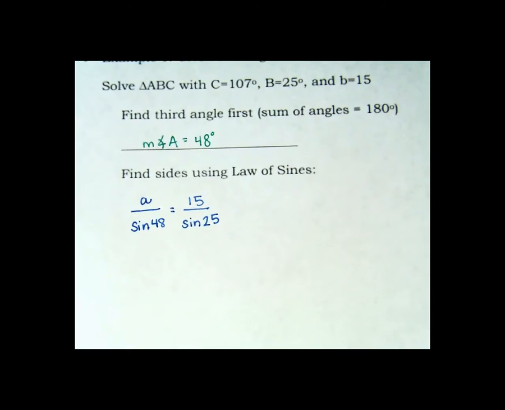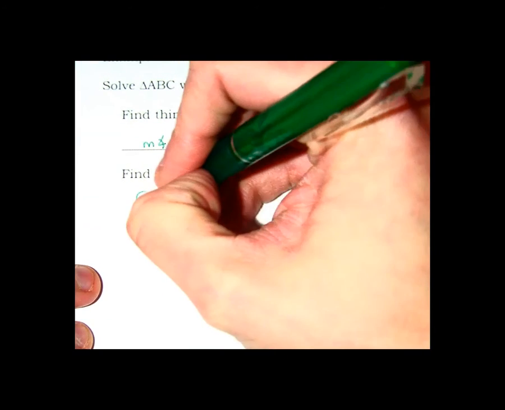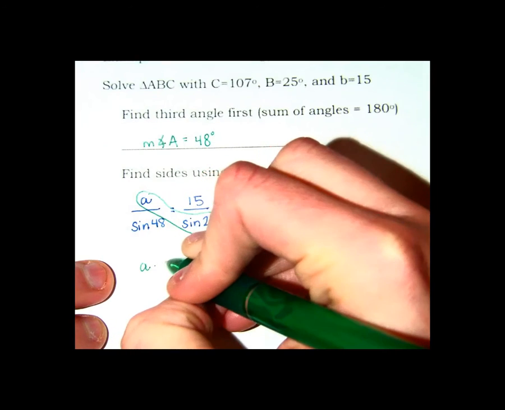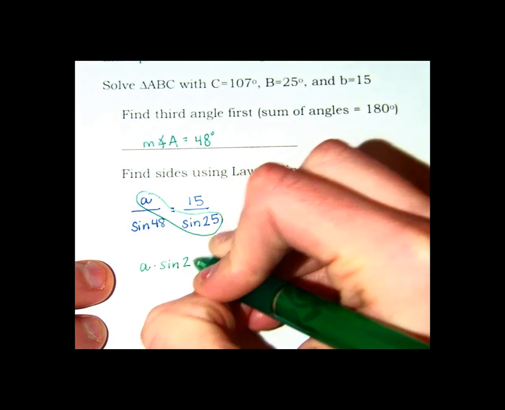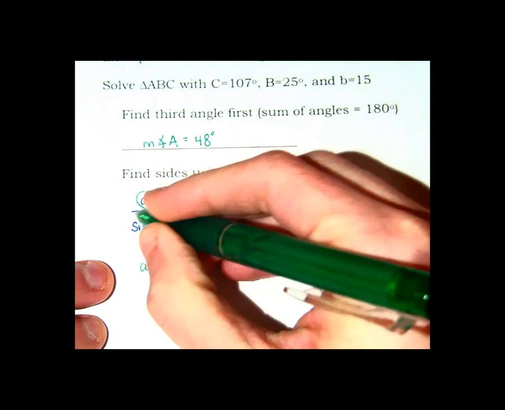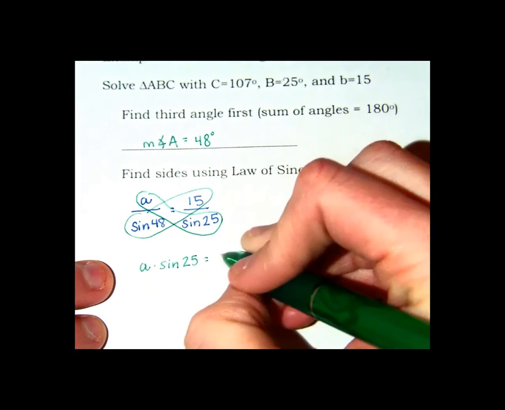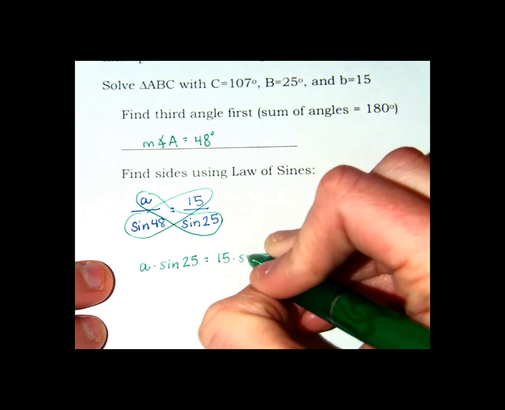I'm then going to cross multiply. I'm not going to round till the very end. I don't think it tells me what to round to. If it does not tell you, I want you to do 4 decimal places, even though you might think that seems like a lot. Do it anyway. Alright, I'm going to cross multiply. So A times sine of 25 equals 15 times sine of 48.